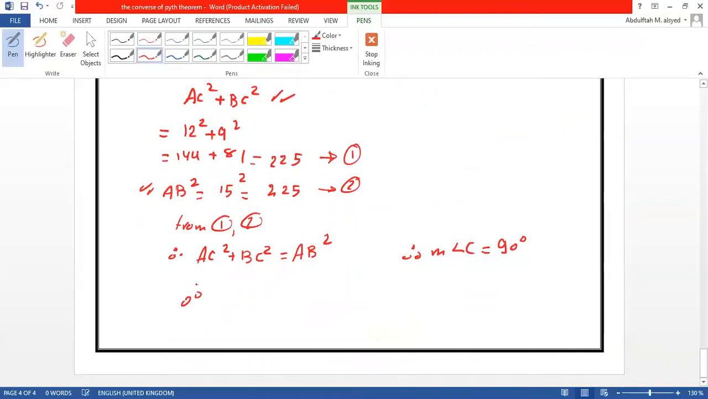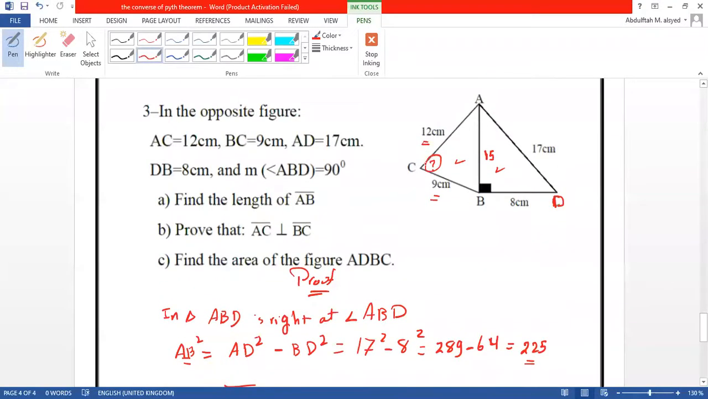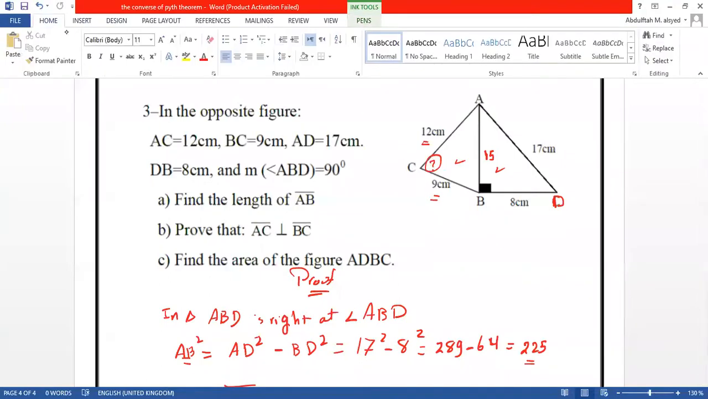Then AC is perpendicular to BC. Okay, and this is the second required. So this is a right angle. We have proved that this is a right angle.